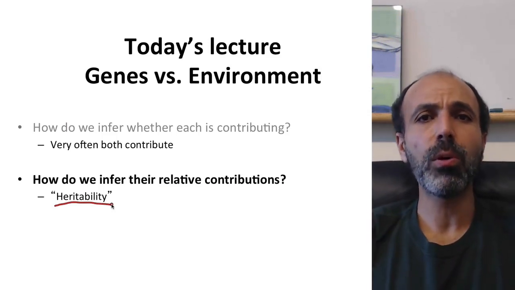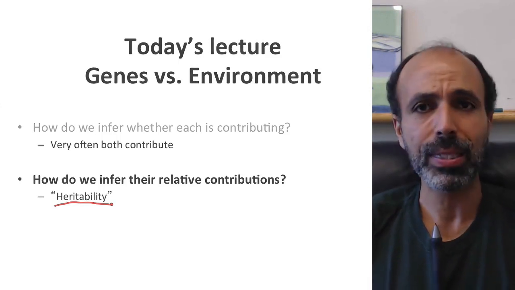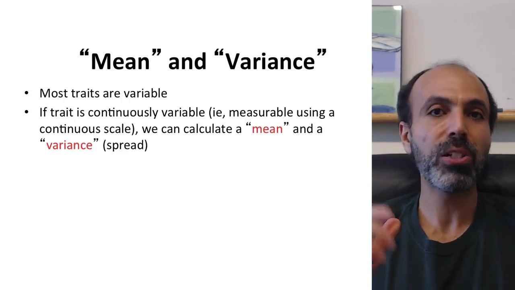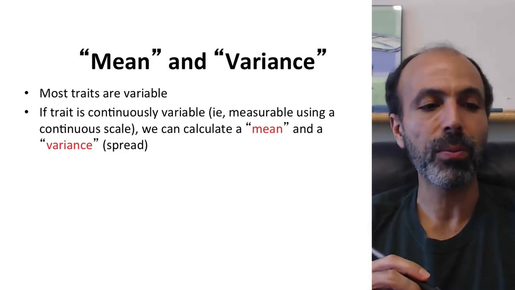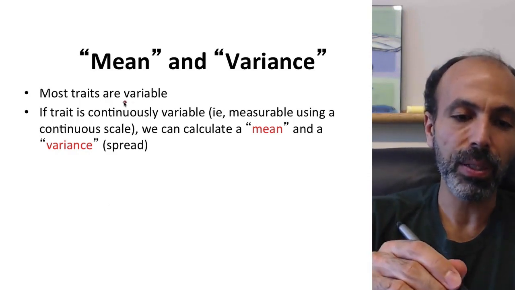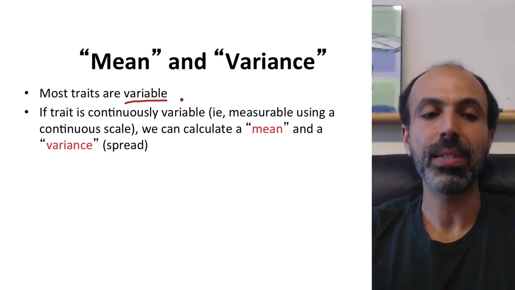I'll define that in just a moment, but first, let me go through a couple of quick mathematical concepts that will be relevant to this lecture. Let's talk about mean and variance, please. And I apologize for those of you who already have a lot of statistics background, but I just need to go over this. Now, most traits you look at tend to be variable, that not everybody has exactly the same trait value. So you can use height as an example there.